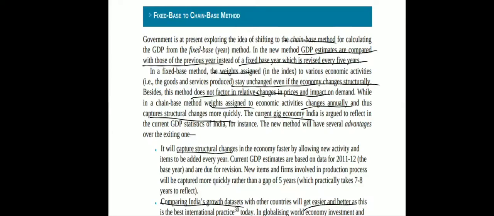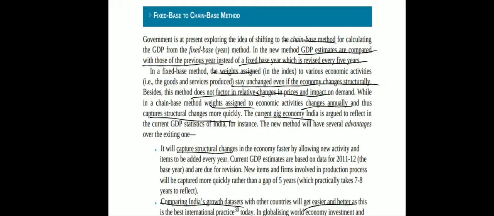Then we also have fixed base method and chain base method. Government is at present exploring the idea of shifting to the chain base method. And how can they do that? In this method, the GDP estimates are compared with the previous years instead of fixing a base year, which we saw in the constant price method, which is revised every 5 years. So this base year, instead of having this, which was there in fixed base, we have chain base that gives us the previous year base to calculate the GDP.